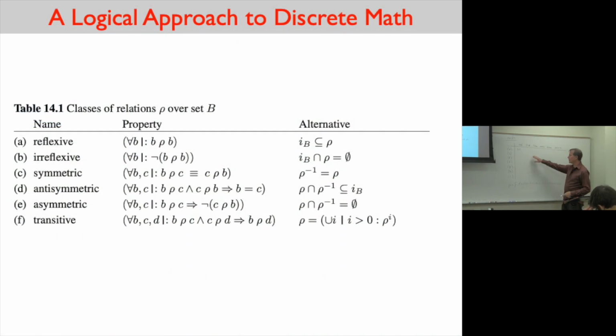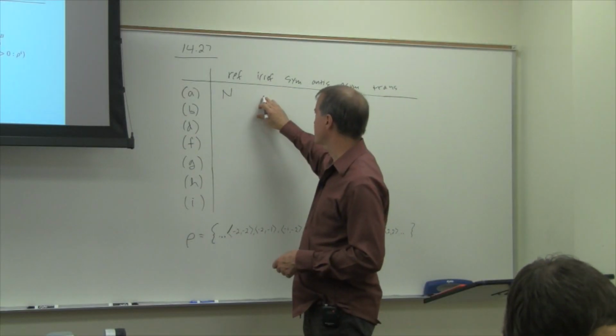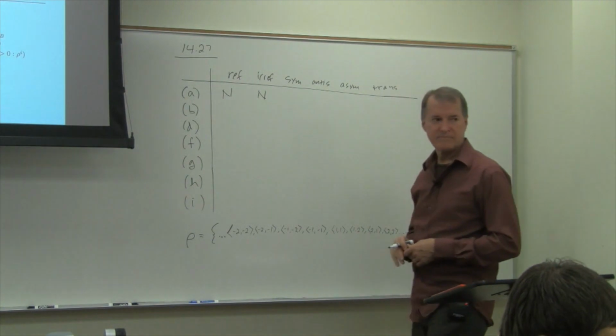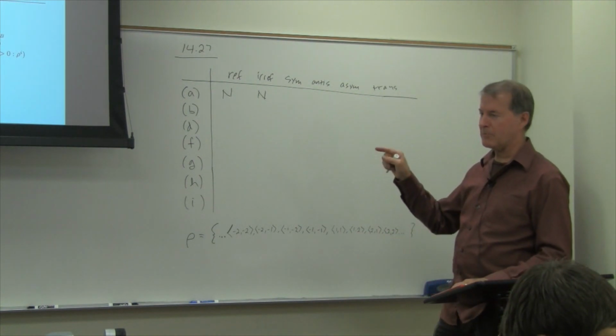Does everybody see then why? Okay, now let's see if it's irreflexive. What does it mean to be irreflexive? Not (b rho b). That means there isn't a single reflexive element in it, right? Which there is, we do have (2, 2) or (1, 1). So therefore, irreflexive is no. Does everybody understand what we're doing here?